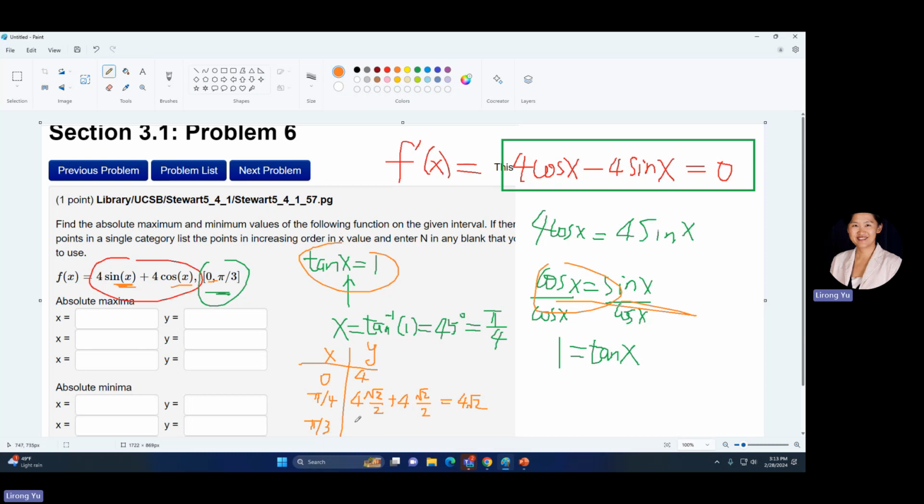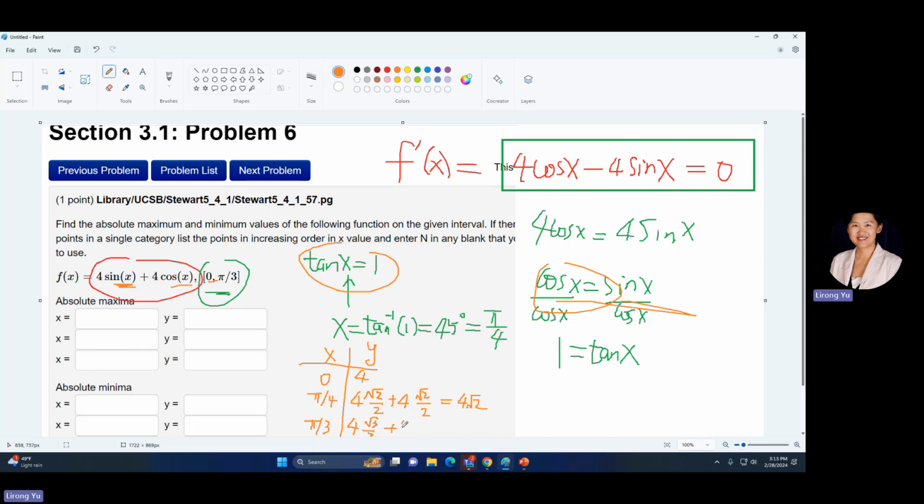Pi over 3, 4 times sine pi over 3. You can use your calculator in radian mode to find the decimal number. 4 times sine pi over 3 is 3 over 2.